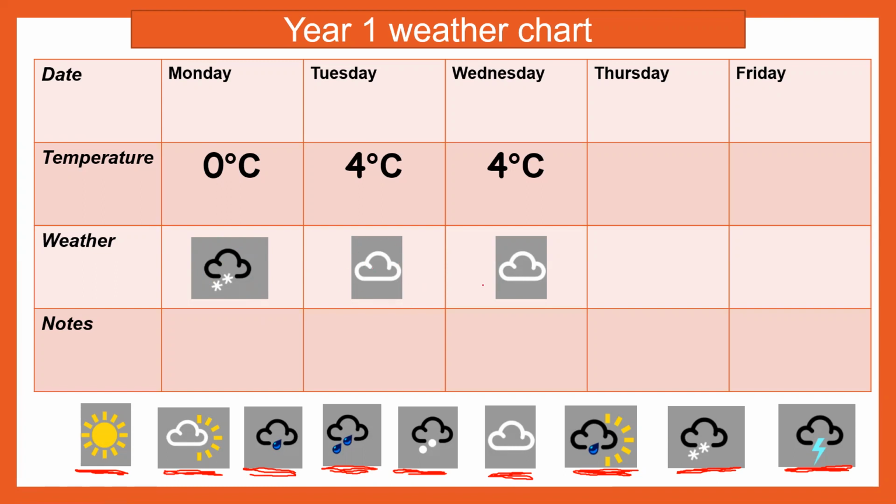There's still a bit of snow. It hadn't quite melted yet, but there wasn't any more new snow. There wasn't any new snow coming. And on Wednesday, it was 4 degrees as well and cloudy again, the same weather. So the coldest was Monday and it got a bit warmer on Tuesday and Wednesday.